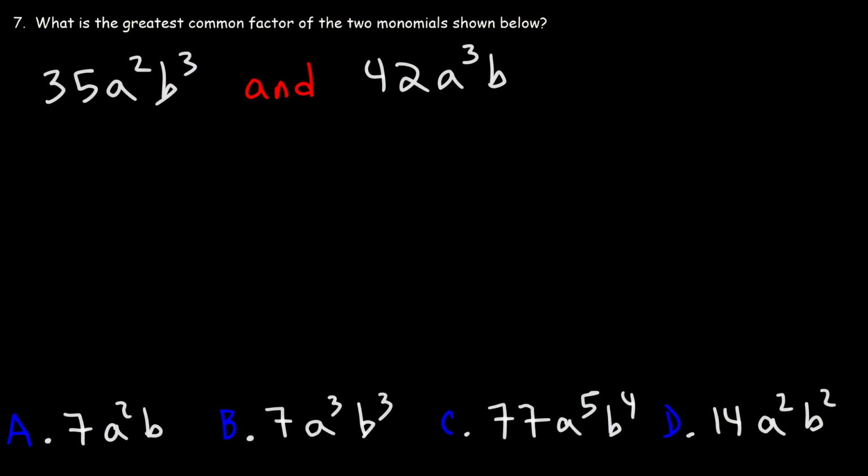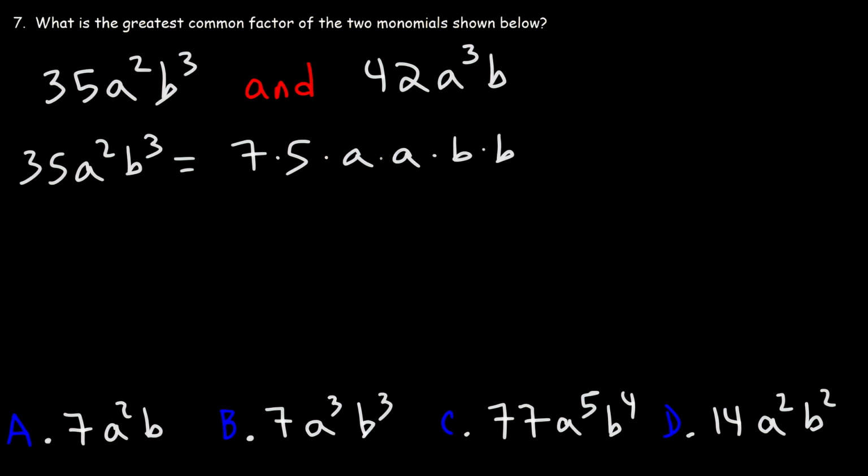Number 7. What is the greatest common factor of the two monomials shown below? So how can we do this? First, we need to expand each monomial. 35 is 7 times 5. A squared is A times A. B cubed is B times B times B. Basically 3 B's multiplied to each other.